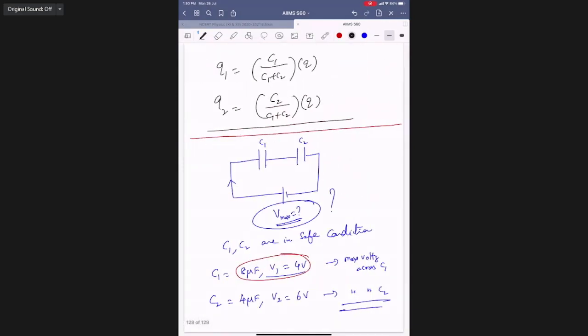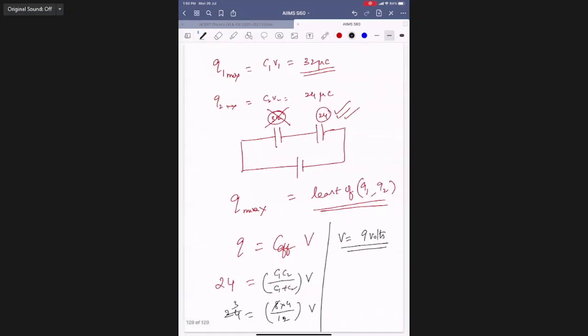So problems will be like this. Two capacitors are there. One has capacity C1 and maximum voltage V1, and the other has capacity C2 and maximum voltage V2. If these two are connected in series, what is the maximum voltage I can apply so that neither gets damaged? That is called the safe condition. Then what you have to do? First we calculate the effective capacity of the combination, C1 C2 by C1 plus C2. Keep it. Calculate the maximum charge on the first one and on the second one. Then don't take the highest. Always take the lowest. Got it?